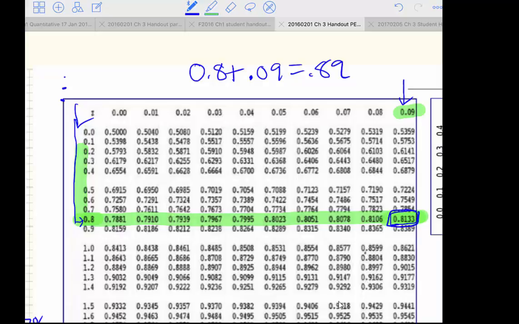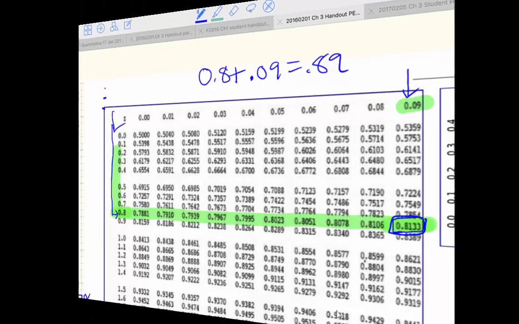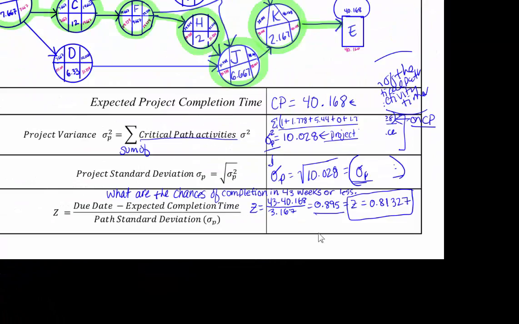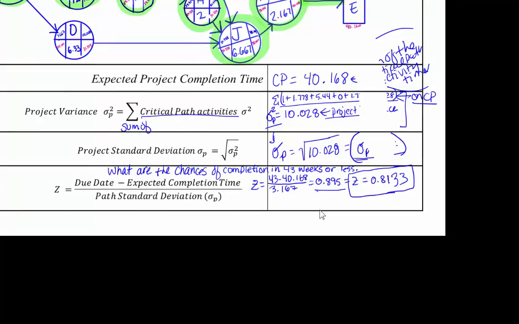But nonetheless we take our 0.8133 and we bring it back over here, and we're going to write it right down here, 0.81327, I guess. So we'll just go with 0.8133, and we interpret that as an 81% chance of the project being complete, so we're just going to say project completion, in 43 weeks or less.